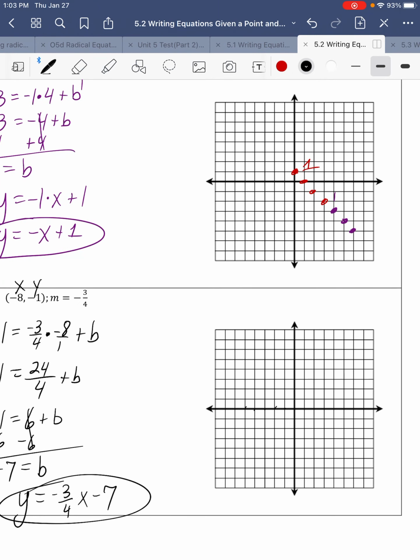We're going to do this on the graph. 1, 2, 3, 4, 5, 6, 7, 8. -8, -1. So we go, you can do -3 over 4. So that's down 3, right 4. Down 3, right 4. And then count down 1, 2, 3, 4, 5, 6, -7.